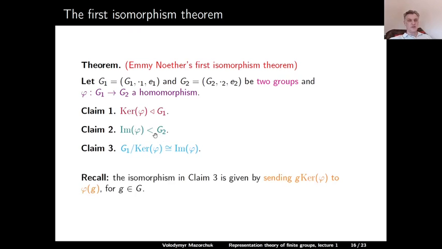And the isomorphism in claim 3 is given by sending the coset g times the kernel of phi to the element phi of g in G2, for any g in G1.